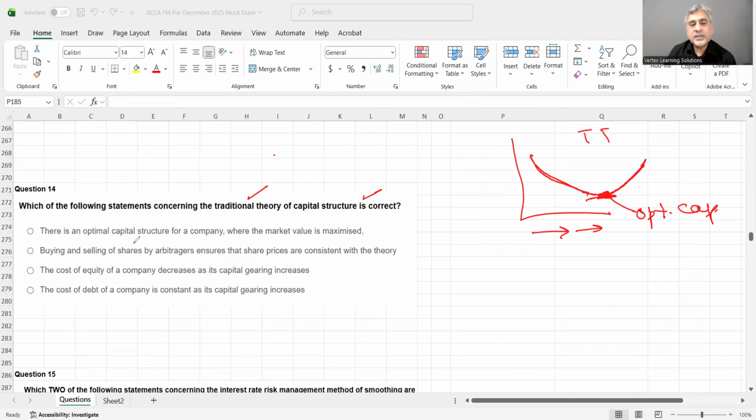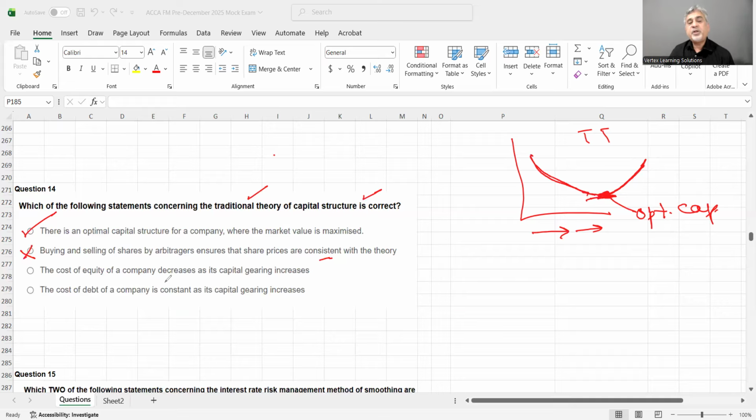Now keep that in mind, and then we say which one is correct. There is an optimal capital structure for a company where the market value is maximized. This is actually the gist of this. Buying and selling of shares by arbitrageurs ensures that share prices are consistent with the theory. No, that has got nothing to do with the capital structure.